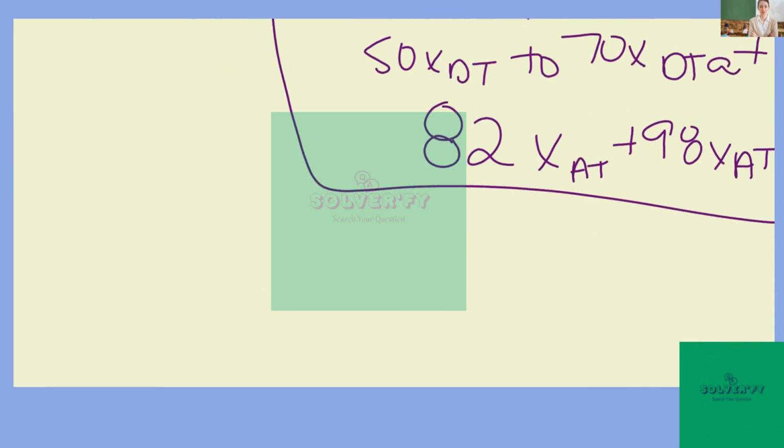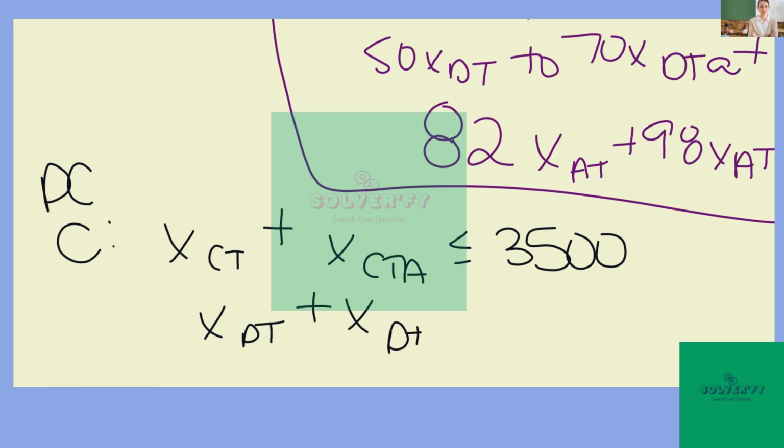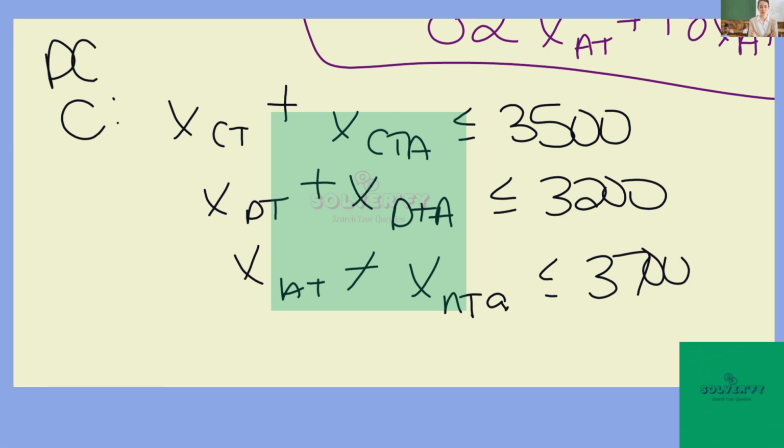Then we have some constraints. For our plant capacity constraint, we're going to have that x sub ct plus x sub cta has to be less than or equal to 3,500. We also are going to have that x dt plus x dta has to be less than or equal to 3,200. And we are going to have that x at plus x ata has to be less than or equal to 3,700.